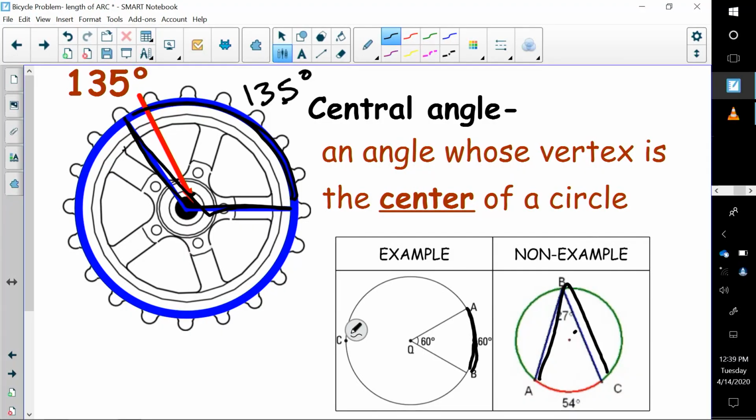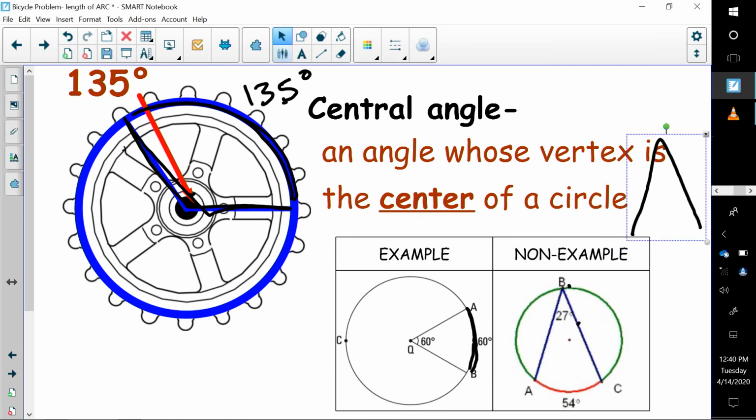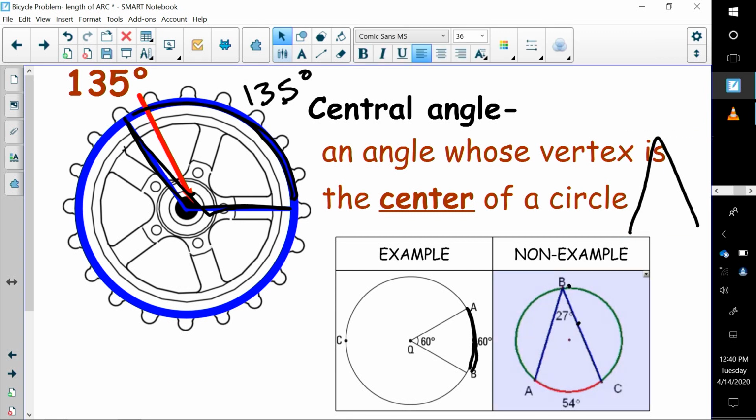Now, one thing about an inscribed angle that we will find is that an inscribed angle, its measure is actually half of the intercepted arc. So here, I'll move this out of the way for now. Okay, and we see that this angle is 27 degrees and its arc is 54 degrees. Now that's another lesson for another day, but I wanted you to see the difference between a central angle and an inscribed angle.